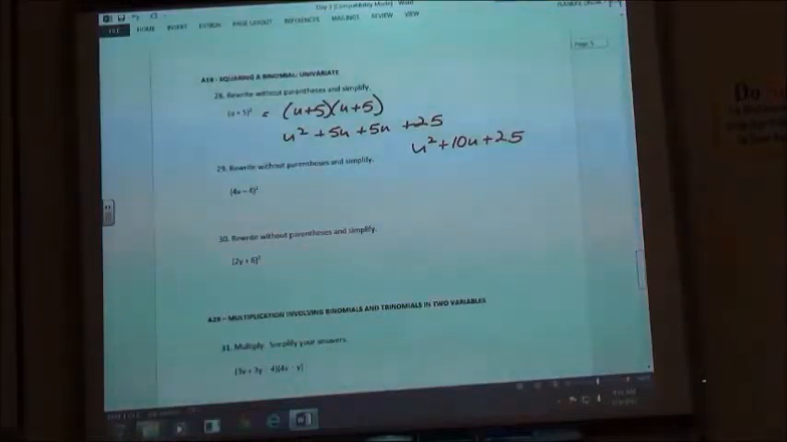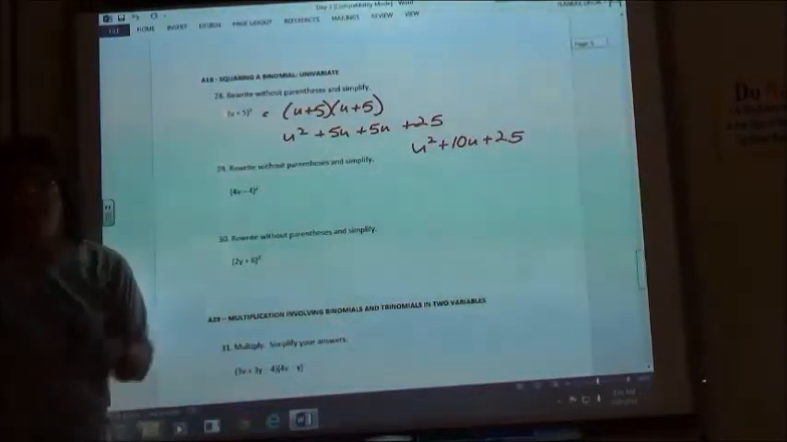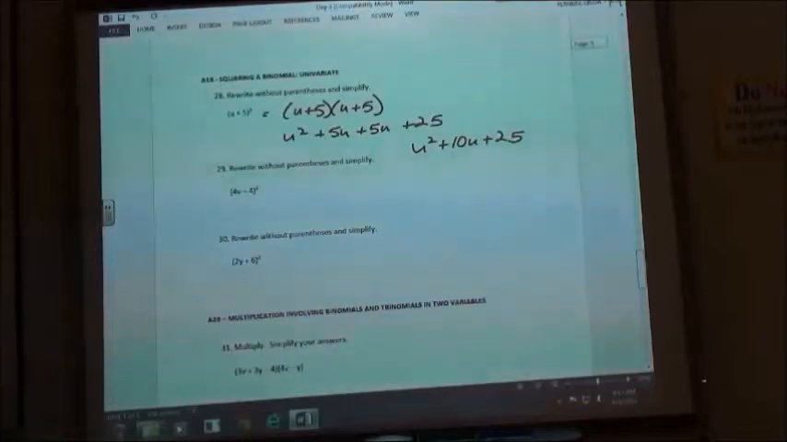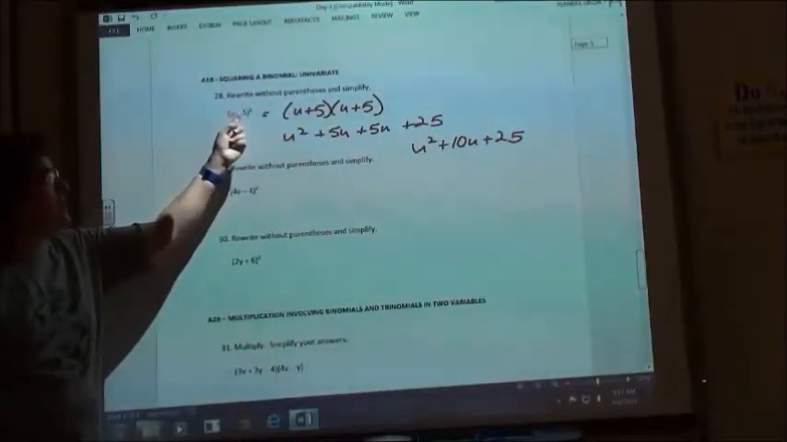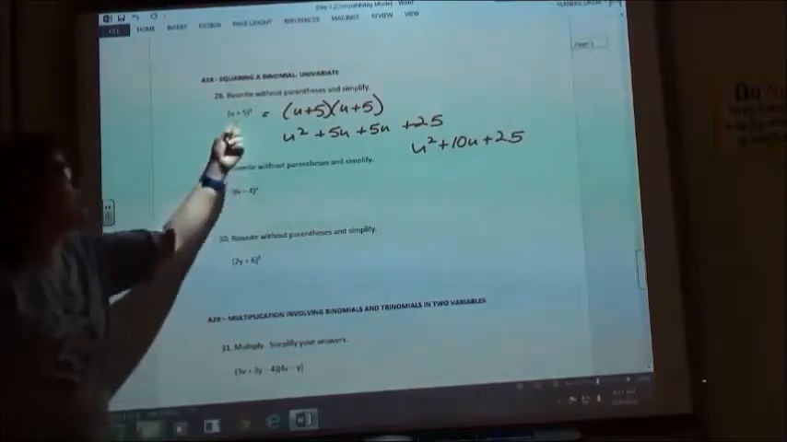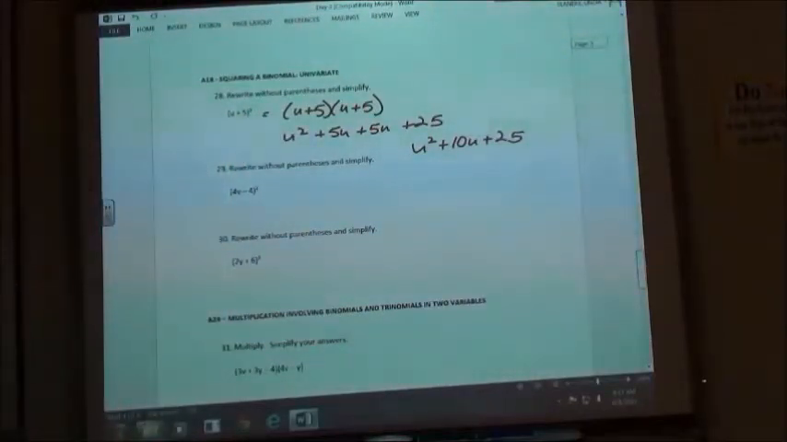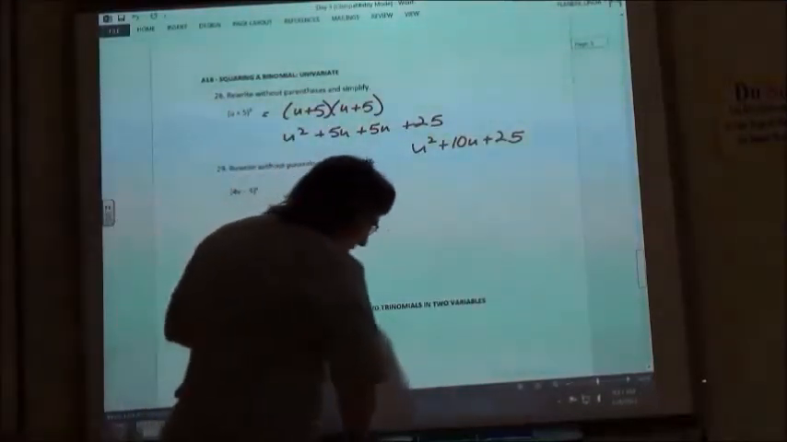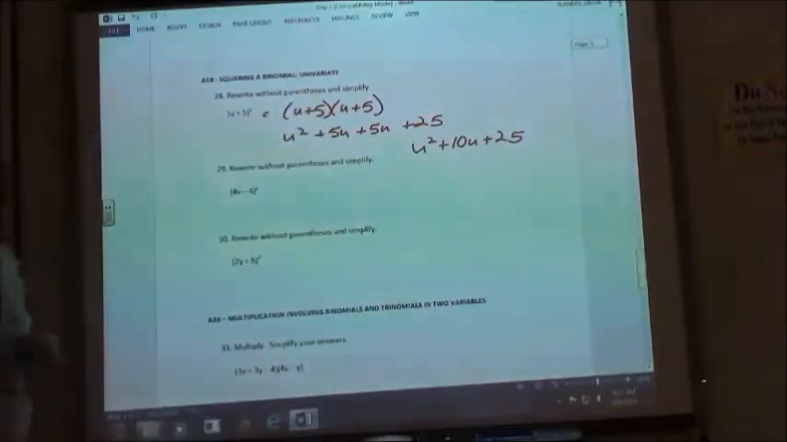But the shortcut says to square the first, take 2 times the first times the last. So 2 times u times 5 gives you that 10u, and then square the last, because you know your middle term is going to happen twice. So 2 times the first times the last gives you what your middle term would be. Otherwise, just write it down 2 times and FOIL it out. Works the same way. So 29, go ahead and either multiply that out, or if you want to use a shortcut, square the first, 2 times the first times the last, and square the last.